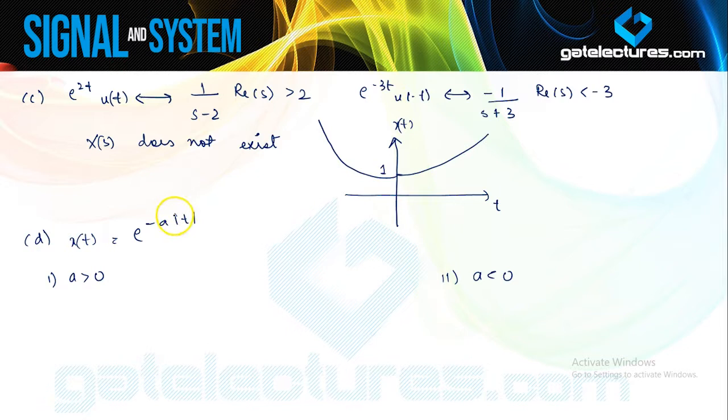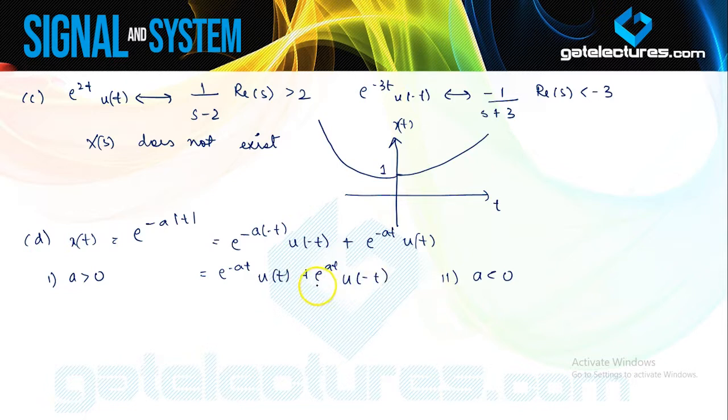Now see, since we are having mod t in the signal, what can I write this as? I can write it as e to the power minus a into minus t for values of t less than 0. I can just split this signal. For positive values of t, this is going to be the signal. This is what mod means. When t is greater than 0, it should be plus t. When t is less than 0, it should be minus t. So what is my final signal going to be? e to the power minus a t u(t) plus e to the power a t u(minus t).